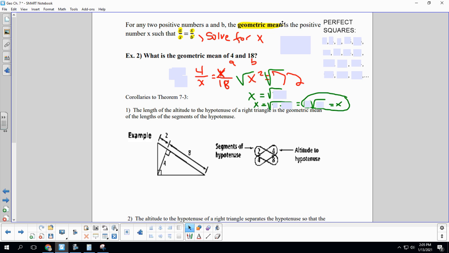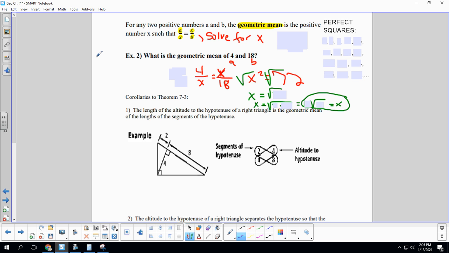So what we're going to do is look at the radical form of the square root of 72. The square root of 72 is not a perfect square, but there is a perfect square that lives inside of 72.